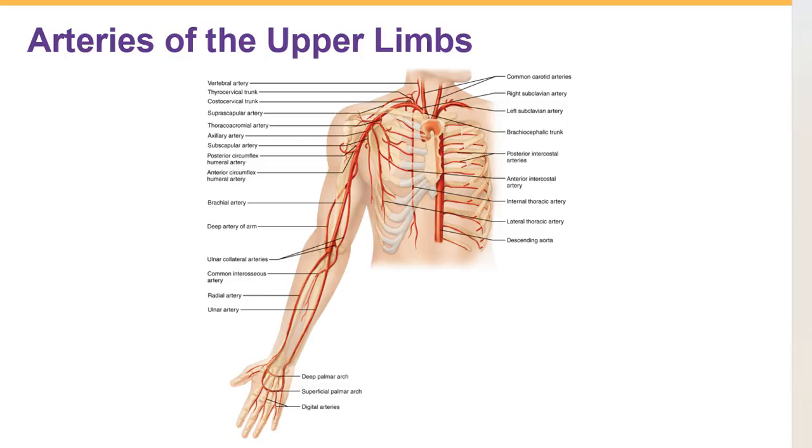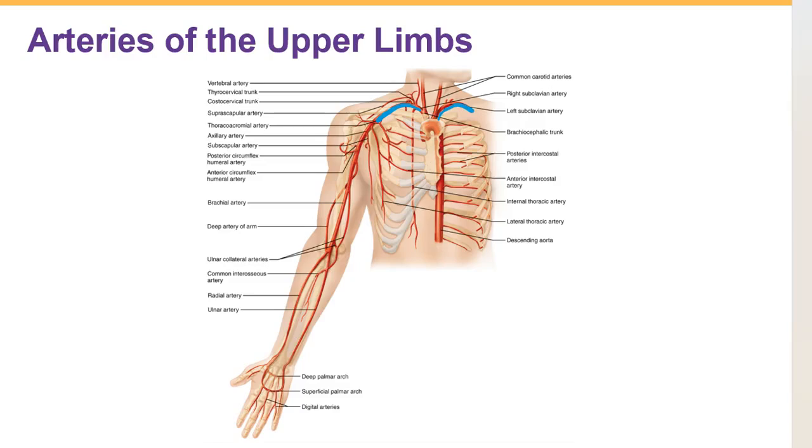Now let's take a look at the arteries of our upper limbs. The blood supply to the upper limbs actually comes from the subclavian artery. Let's find the subclavian artery here in this picture. As you can see, it's like an arch-shaped artery coming from the brachiocephalic trunk at the right side, and directly from the aortic arch at the left side, and is called the common subclavian artery.